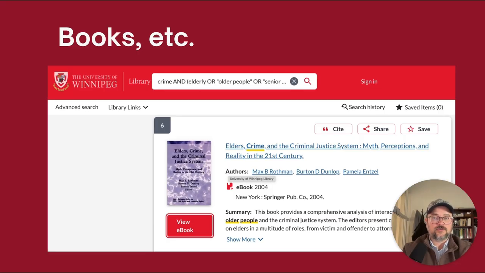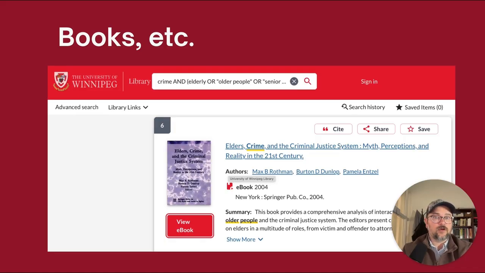So I found this by searching for the words crime and then a variety of different terms that might refer to the elderly. So elderly or older people or senior citizens or retirees or retirement homes. I forget all the terms that I searched, but basically opening it up to a whole bunch of different synonyms for the elderly and then overlaying that with the theme of crime, right?